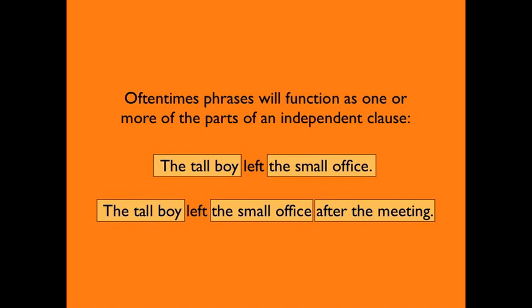But because phrases can function as the actor or the action or the answer of independent clauses, you will find them inside independent clauses. In the first example, the tall boy left the small office. The tall boy is the actor phrase. The small office is the answer phrase. And then the example below that, the tall boy left the small office after the meeting. Well, now we added an additional answer phrase on top of the small office. So you will see phrases inside independent clauses quite often.